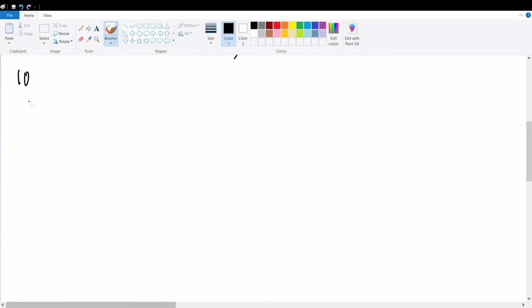So this is 10, 9, 8, 7, 6, 5, 4, 3, and 2. I wrote this all down because I want you to have a good visual understanding and conceptual understanding of what is about to go down. So what is 10 equal to?